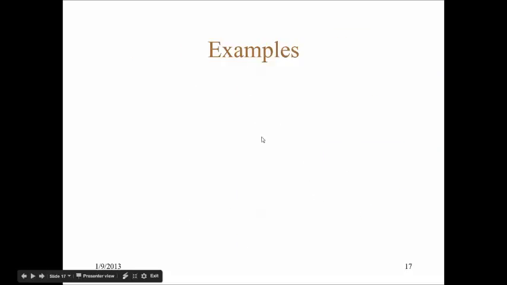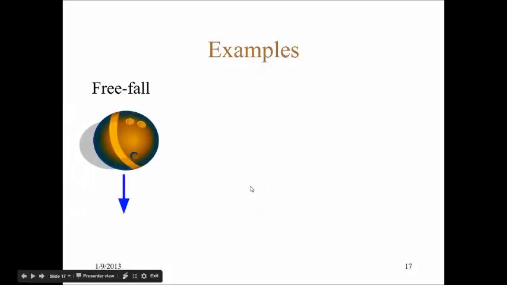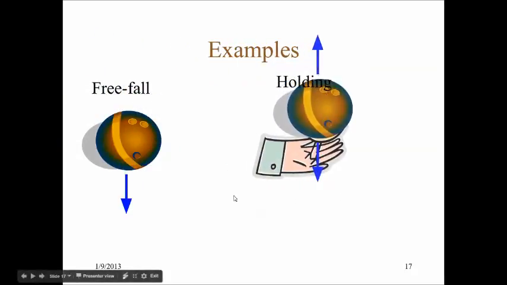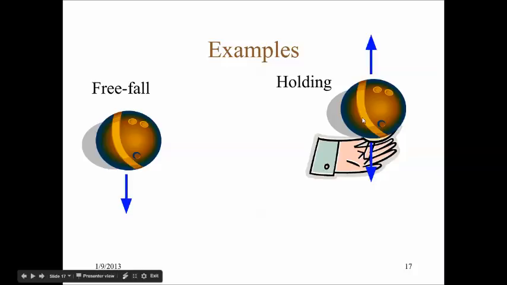Okay, an example to draw a free body diagram is when we have a bowling ball that's in free fall. The only force that's acting on the body is the weight of the bowling ball, and that's directed downward. Another example is if we take that bowling ball and we're holding it, and now we have two forces. We have the weight, which is still pulling down, but now we have an opposing force that holds it up.